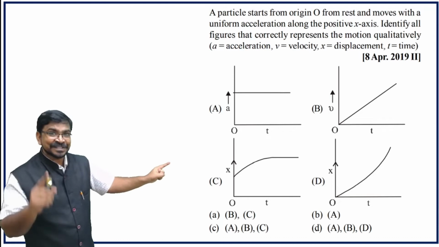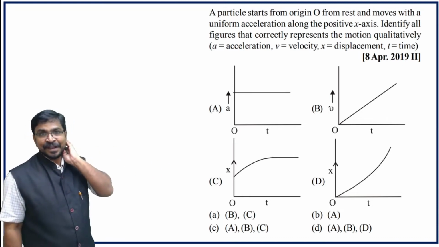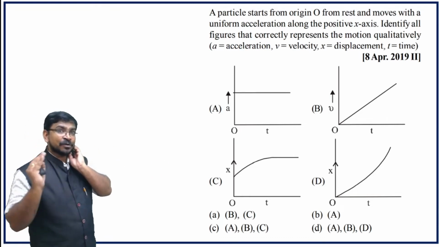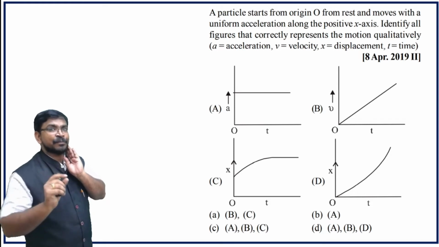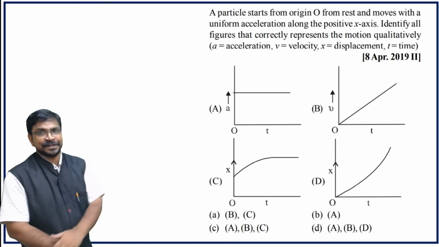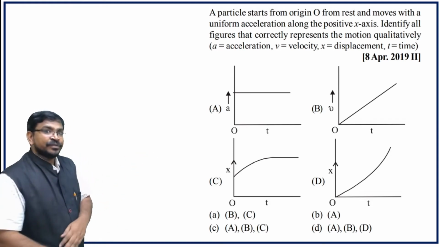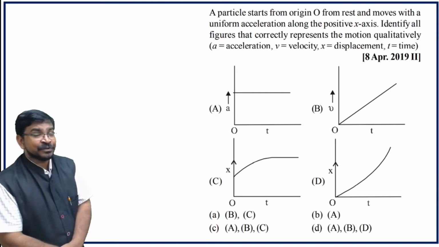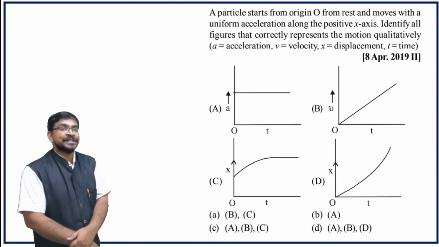Option B represents initial velocity 0. Don't come to a conclusion immediately, it is just a possibility. B might be the correct answer. And now, with a uniform acceleration, it means the acceleration is constant.